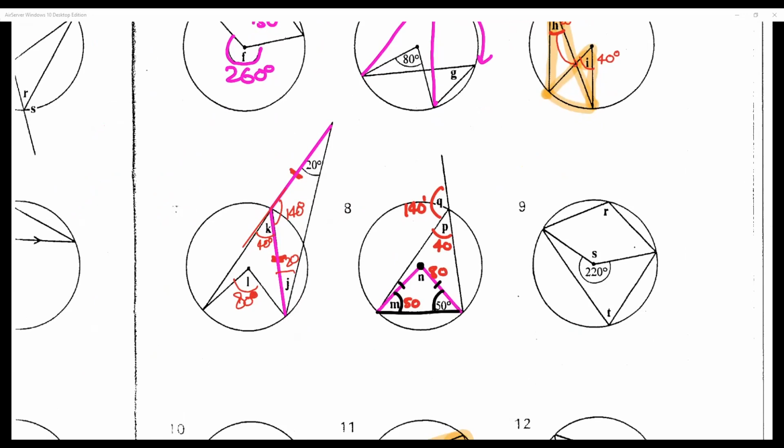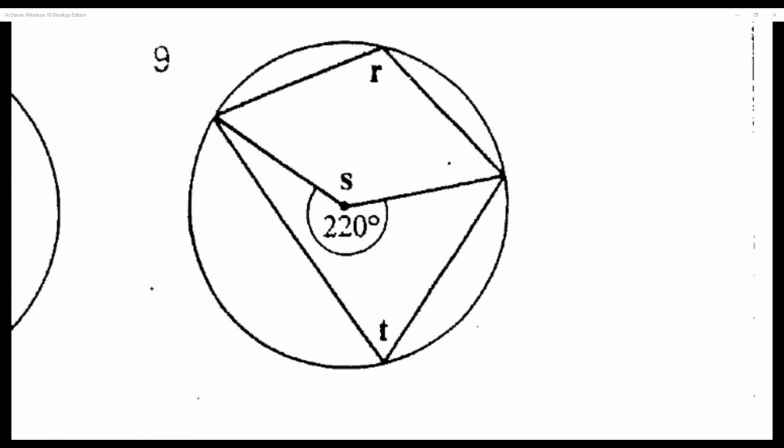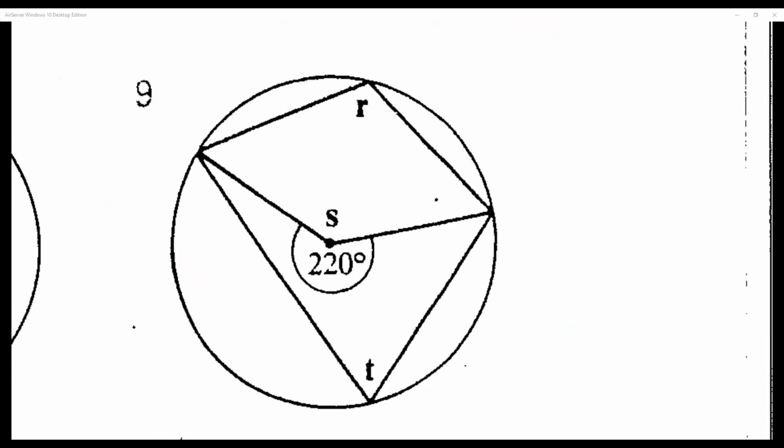Go on then, go to question 9 for us. So this one here is 220. It is the angle at the center. So what will S be? 140, because angles at a point add to 360. This is 220. Let's go back now to this one. This one here is 220. This is connected to this one, so that'll be 110. Then that will be 70.